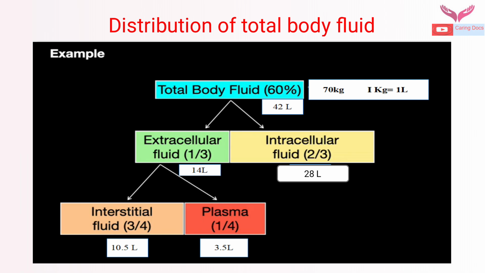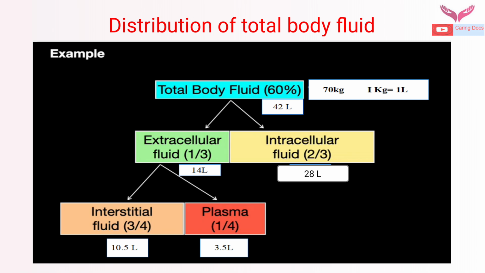If we take the example of a 70 kg person, and if we consider 1 kg as 1 liter, then the total body fluid will be 60% of 70 kg, and that will be 42 liter. And this 42 liter is further subdivided into extracellular fluid and the intracellular fluid. As we know that extracellular fluid is one third, so it will come out to be 14 liter, and the intracellular fluid will be 28 liter.